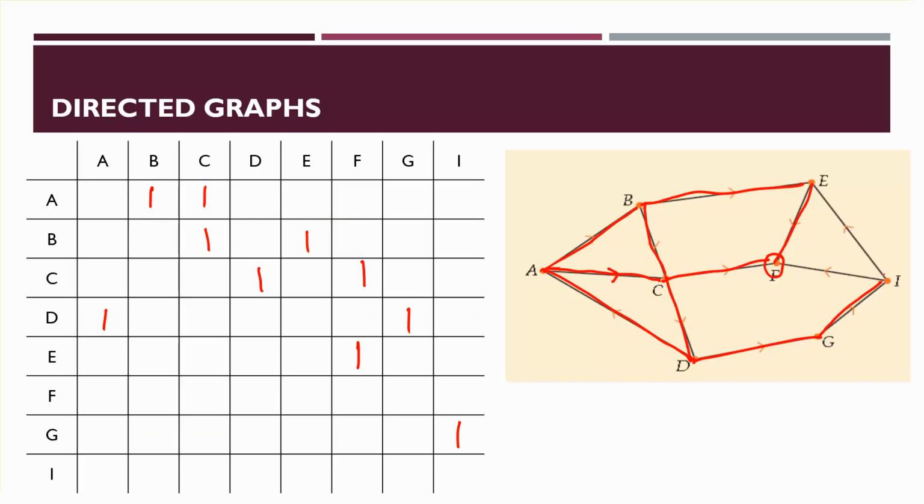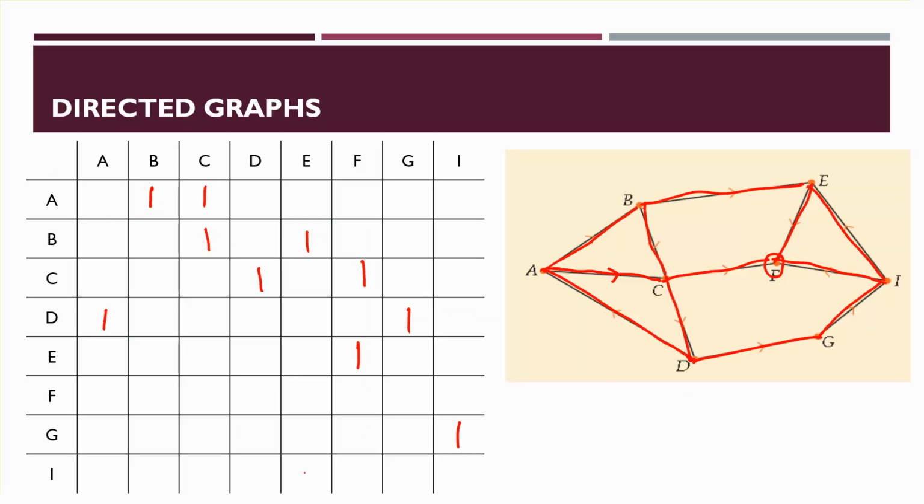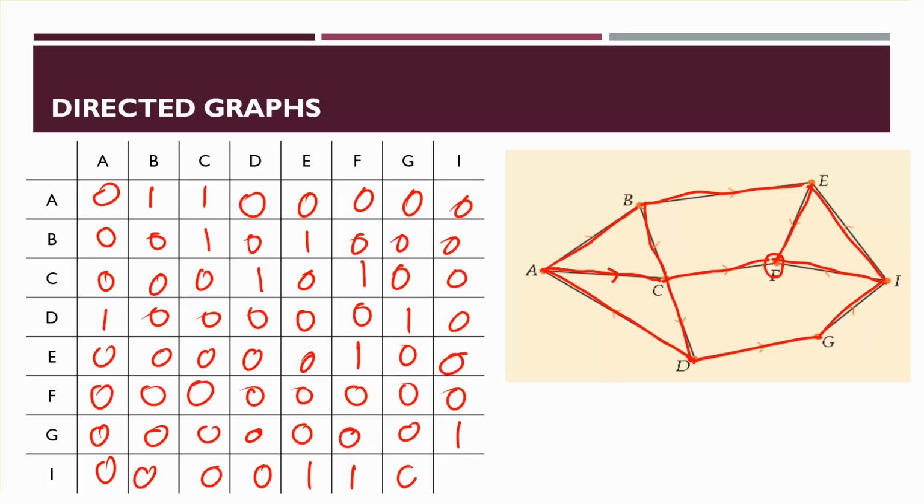And finally, when you're at I, you can go to F, or you can go to E. F and E. Now, between all of these would be zeros, right? So there would be zeros everywhere in here. Right, so this would be what our adjacency matrix representation would be for this directed graph.